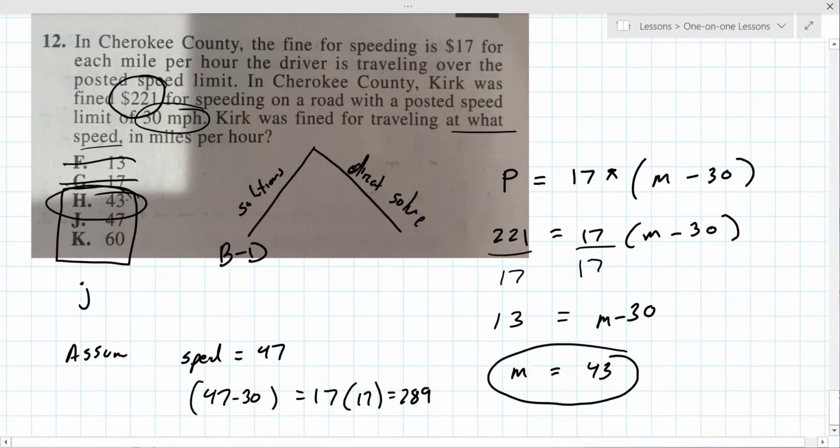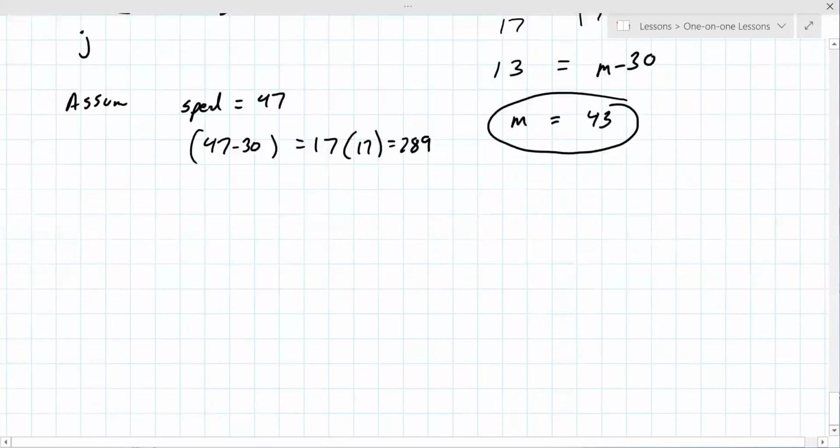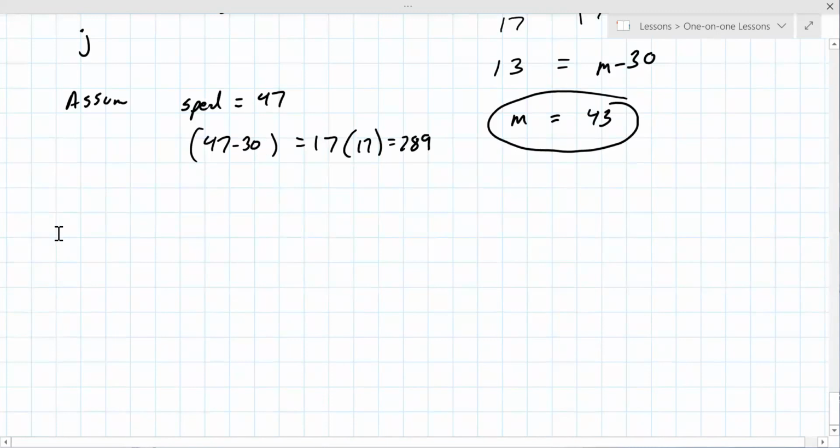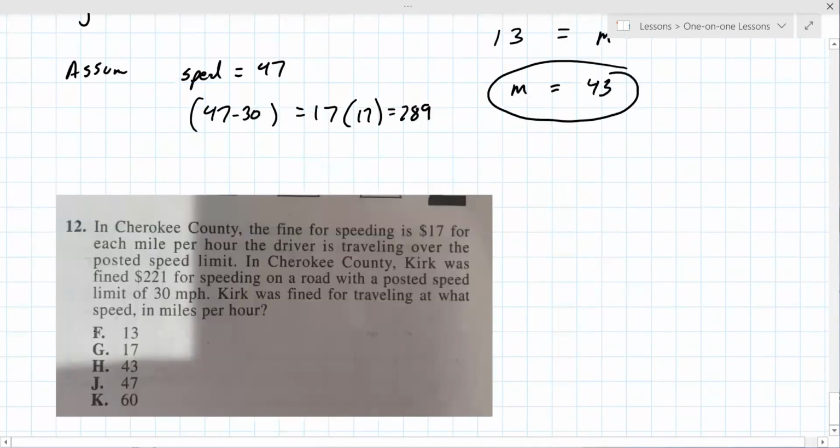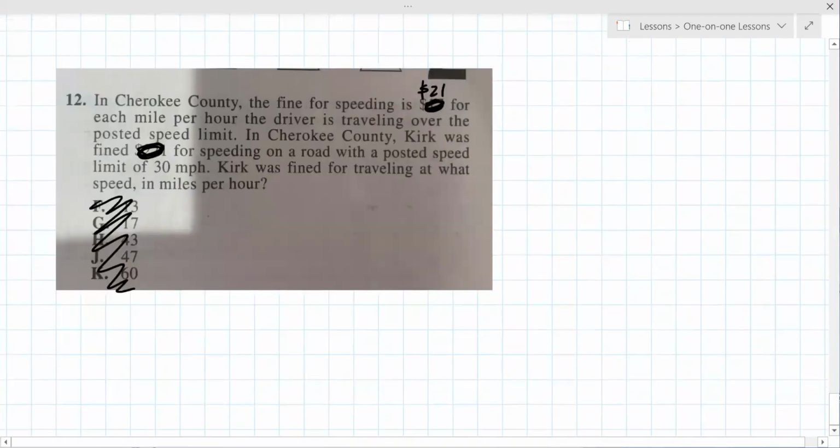We can do one like this. I think if you want another version of this. Okay. So let me just snip the question in, but let me just change it. So these are not going to be helpful. And let's make the fine $21. And let's just say that we don't know this at the moment. So let's just say the fine for speeding is $21. Let's make this 25.